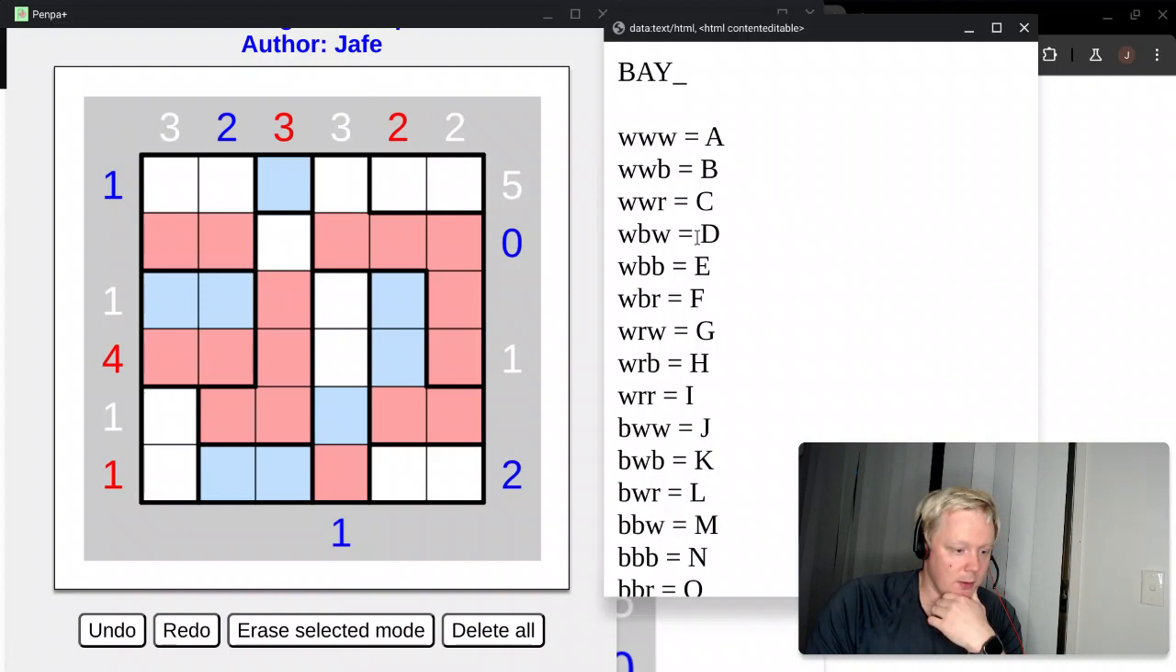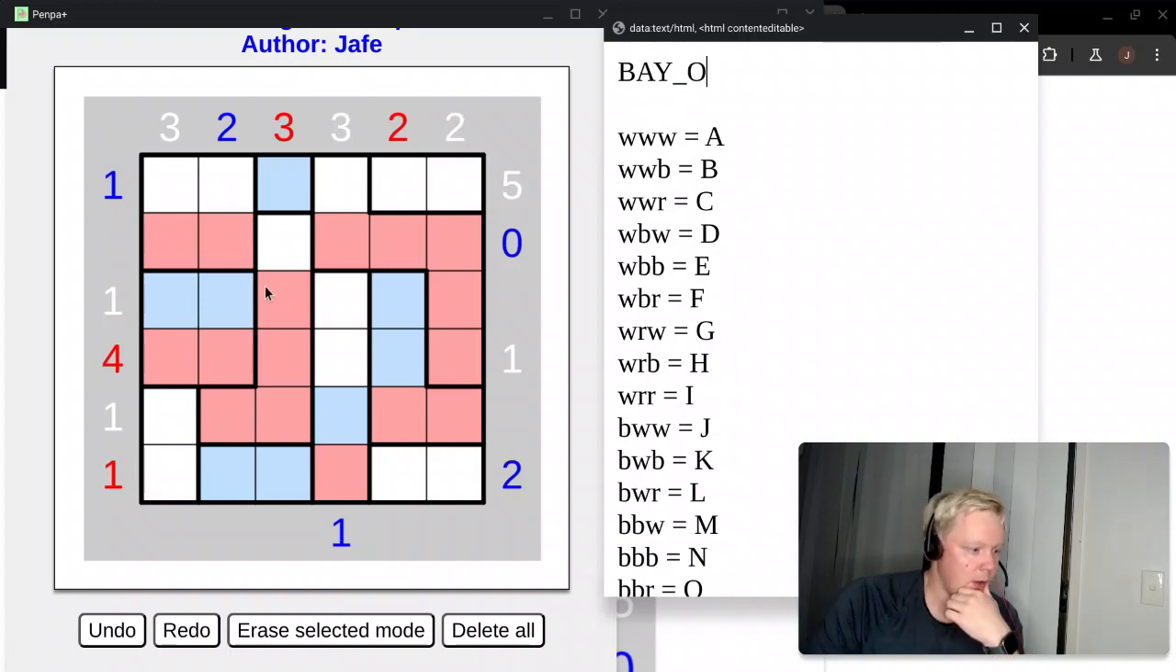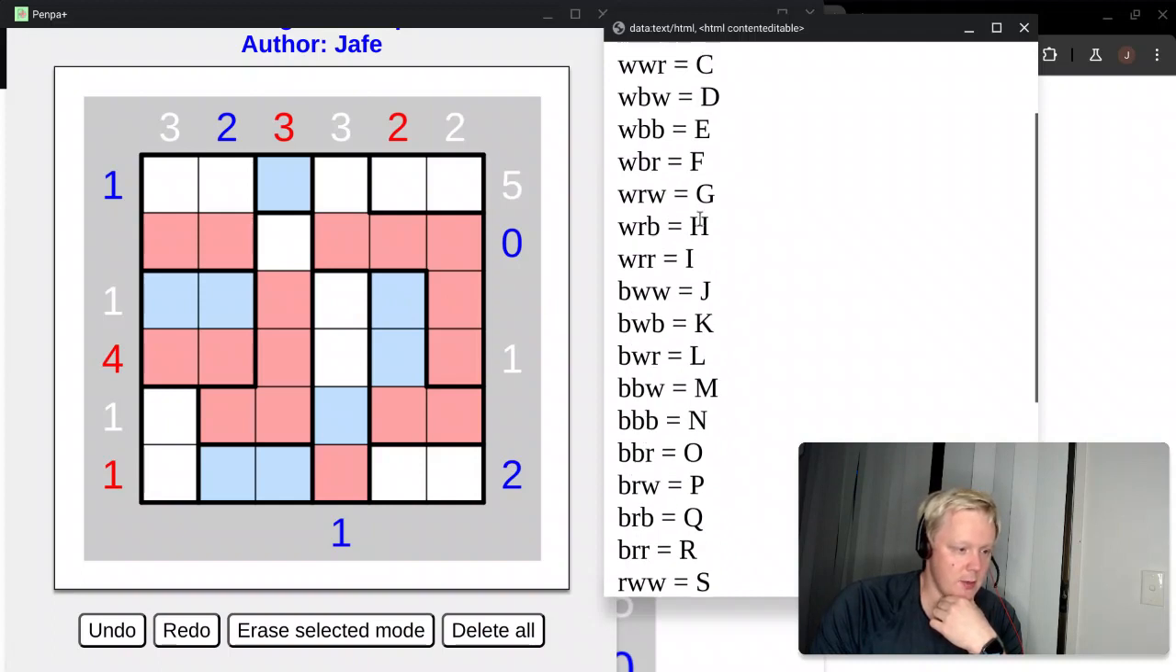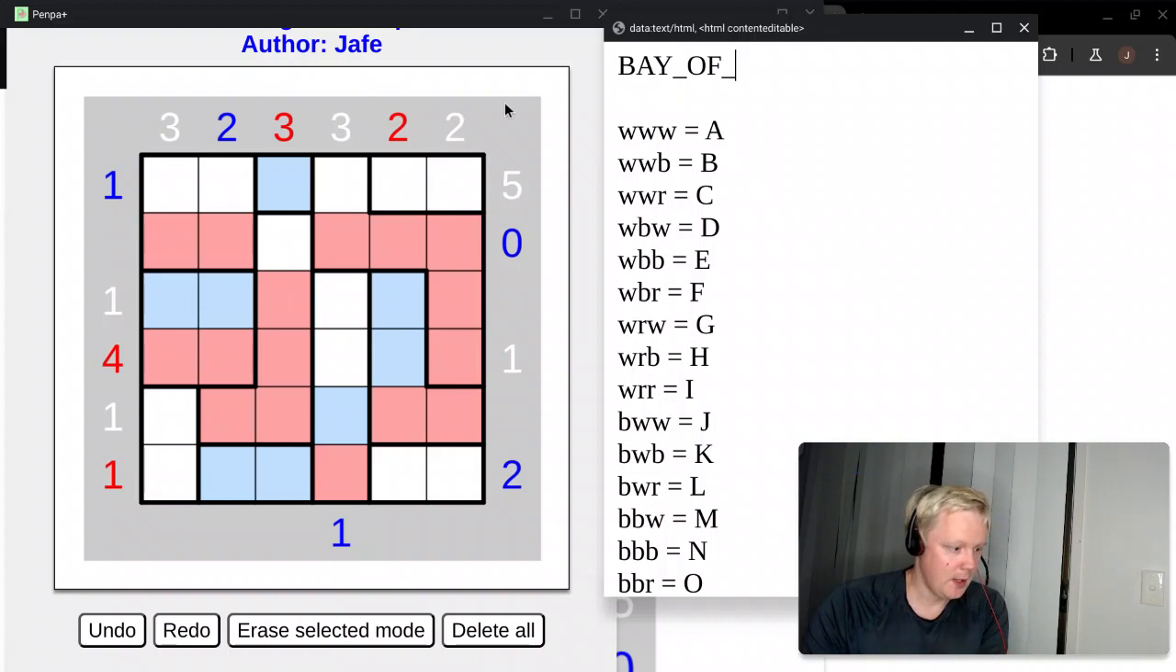Then we have this one, which is blue, blue, red, so that's O. Here we have white, blue, red. Which one is it? It's this one, that's F. Then we have again 3 reds, that's again white space. And this is the same as before, so this was F and this is F as well, same colors. This is white, red, red, this triplet here, and that is I.